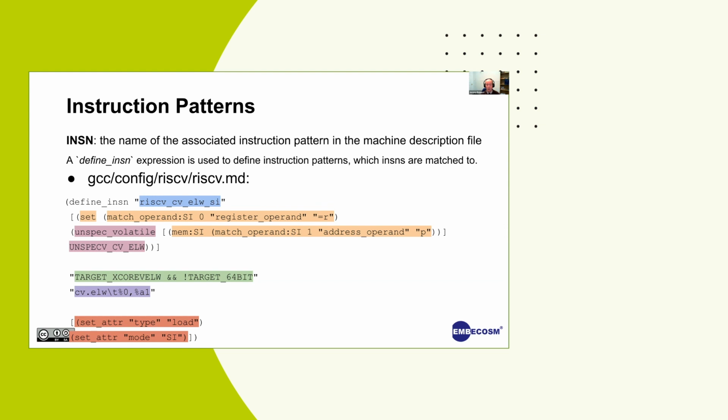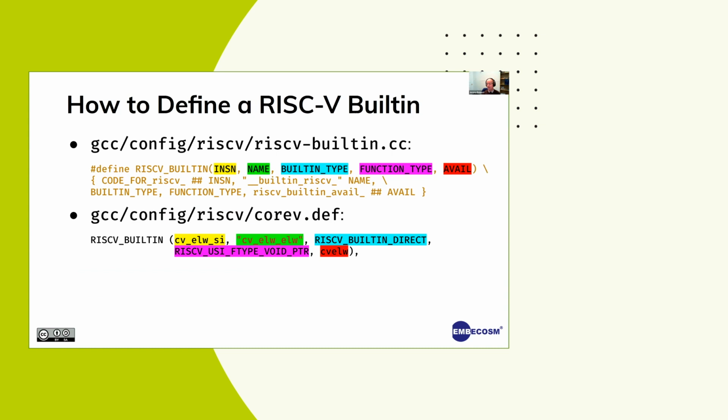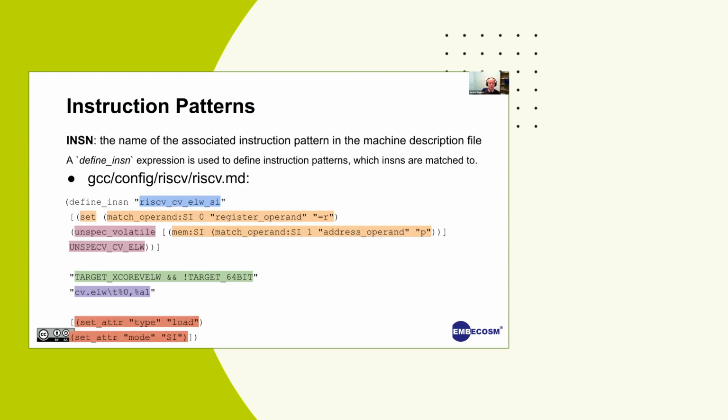So we said the instruction, if you look at the group, was called CV_ELW. All of them, because this is a RISC-V function, are going to be preceded by riscv. So the name of this insn is riscv_ and then the name we gave. And the first thing we've got is a pattern that we're trying to match. So we know this is a load. We're going to set a value from somewhere in memory. So set is the general pattern for things where you're trying to set something to the value of something else.